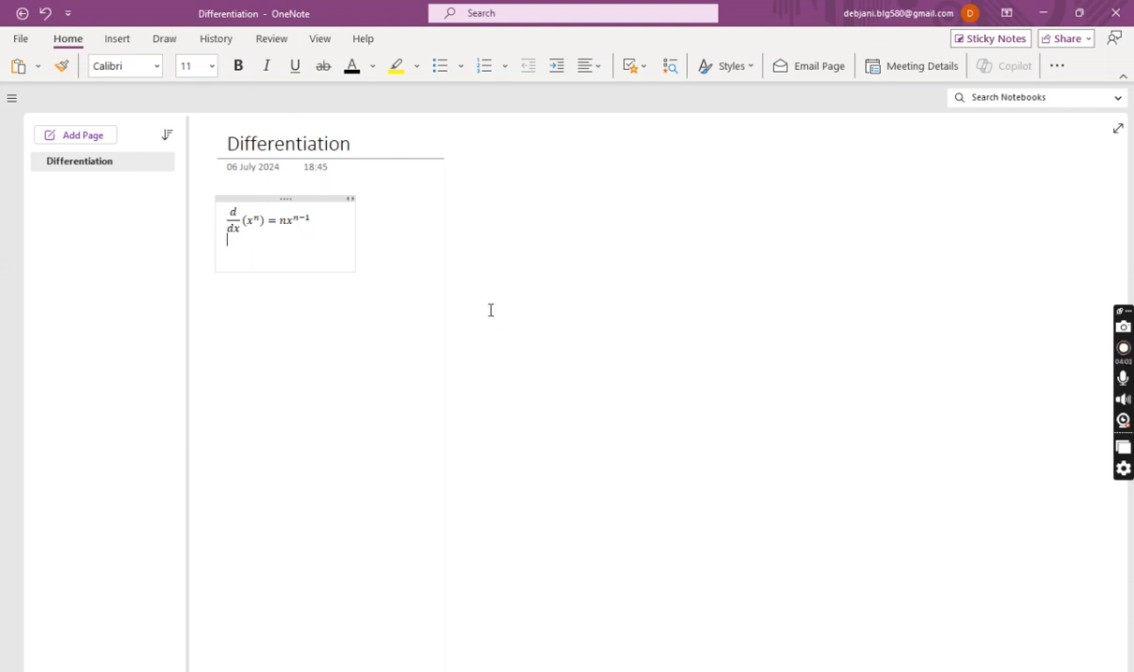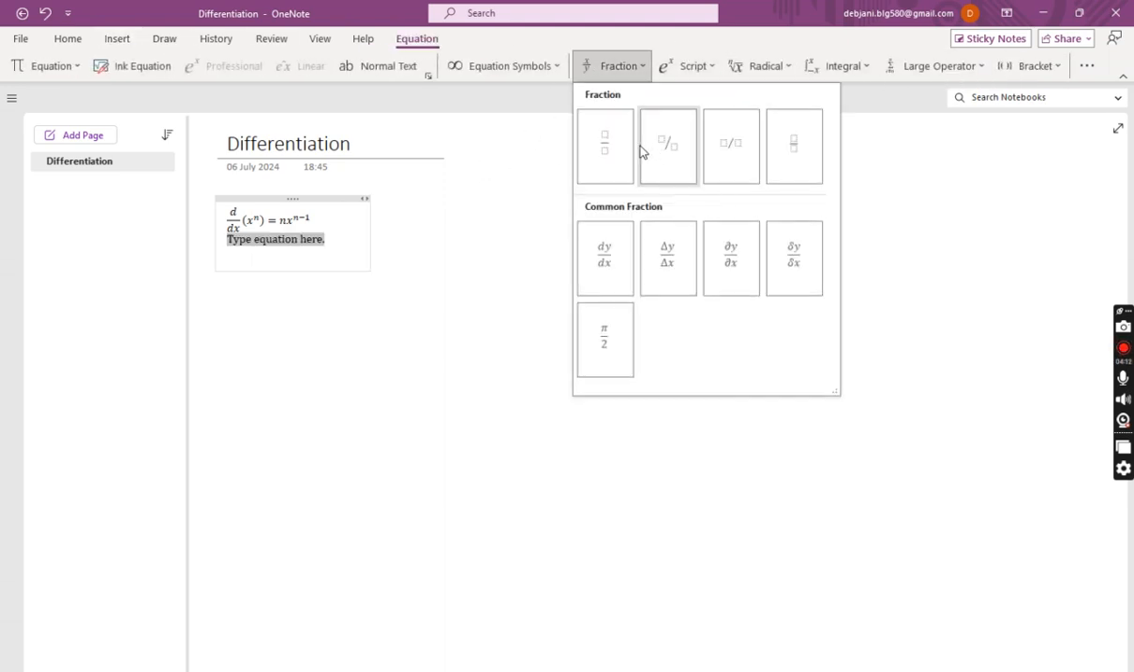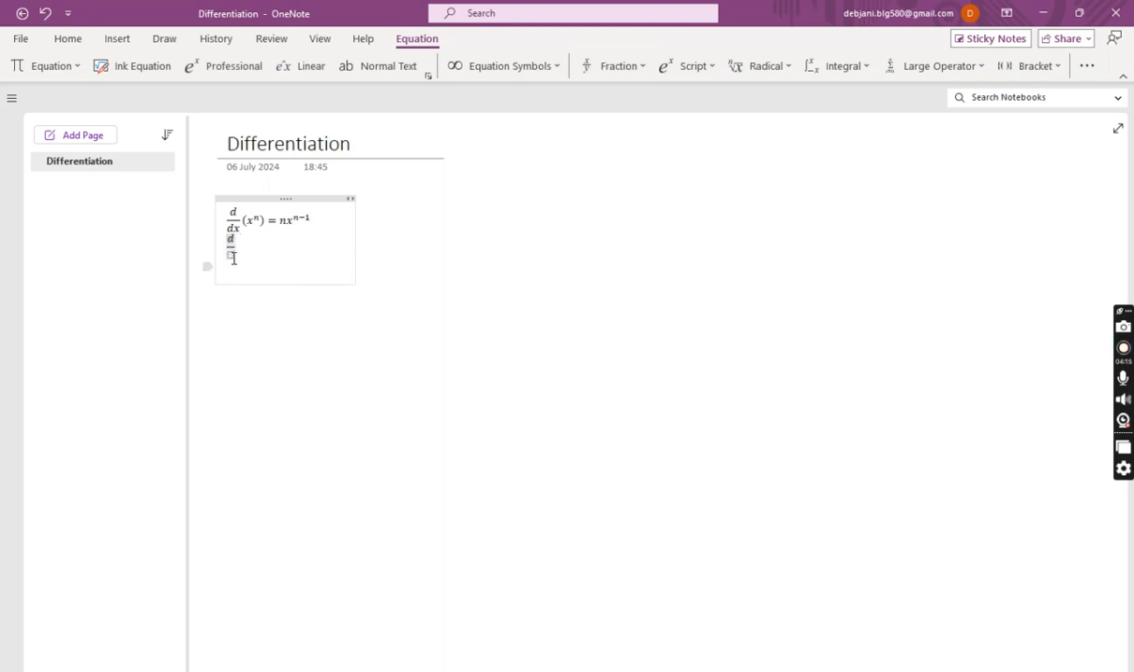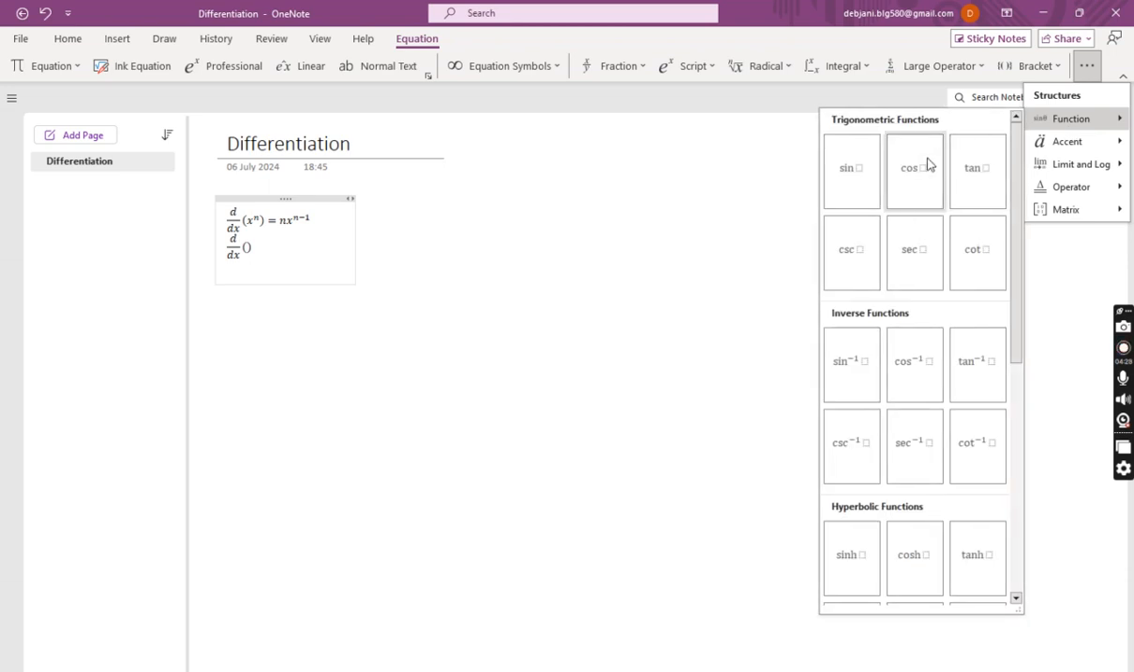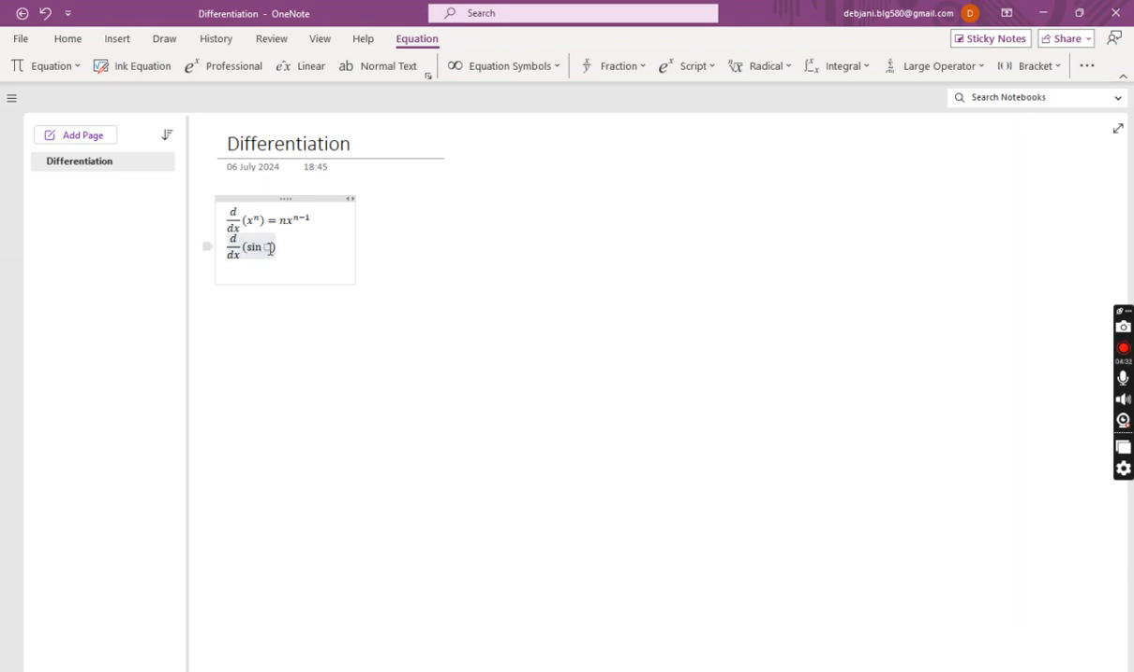One more rule is that when we take sin x, suppose I am taking d by dx of sin x, this will be equal to cos x.